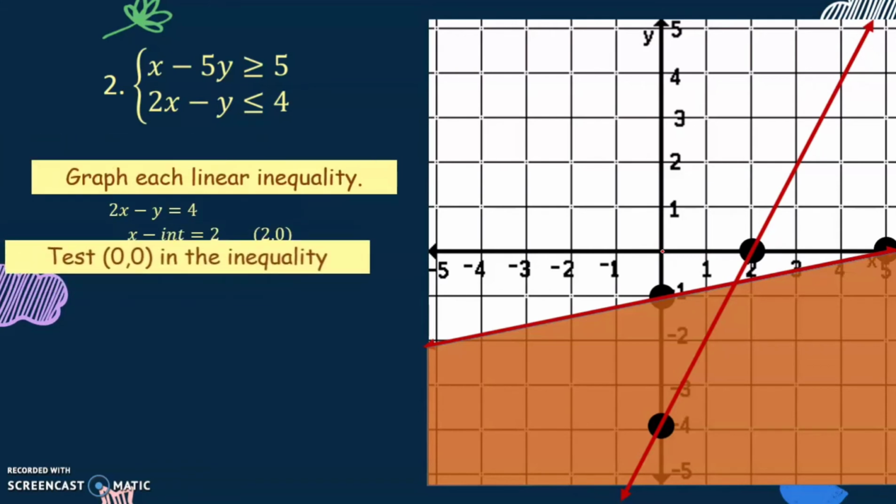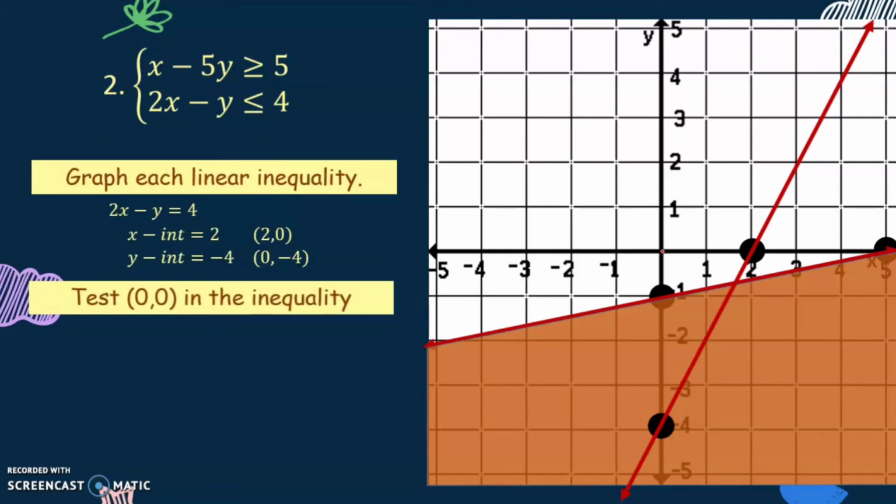After that, we test 0, 0 in the inequality. So this is the inequality. Replace the values of x and y with 0. So we have 2 times 0 minus 0 is less than or equal to 4. 2 times 0 minus 0 is 0. So is 0 less than or equal to 4? Yes, that's true. So it means it satisfies the inequality.